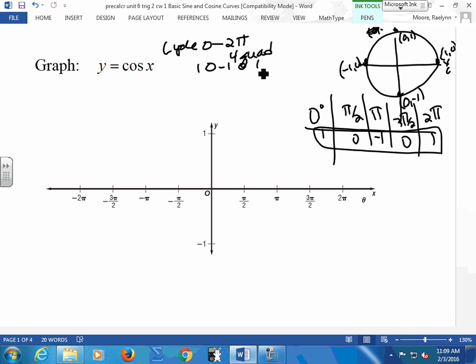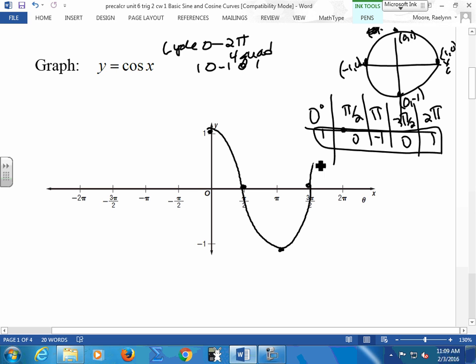So we're going to start like this. Watch. At the 0, we're 1. At the pi over 2, the 90, we're 0. At the 180, pi, we're -1. At the 270, 3 pi over 2, we're 0. At the 2 pi, we're 1. So here's my curve. It makes a U. And it will keep on going.